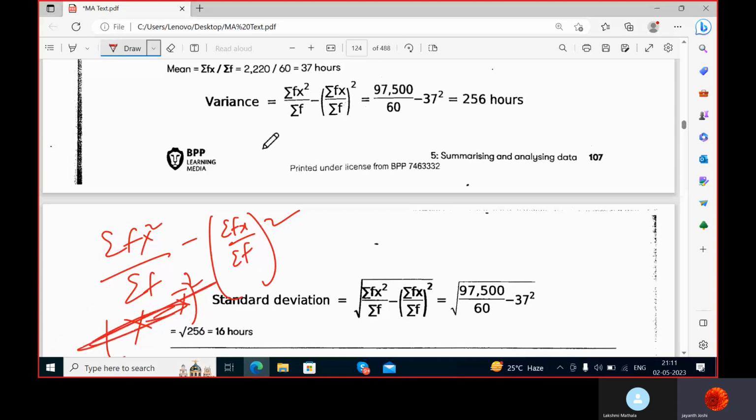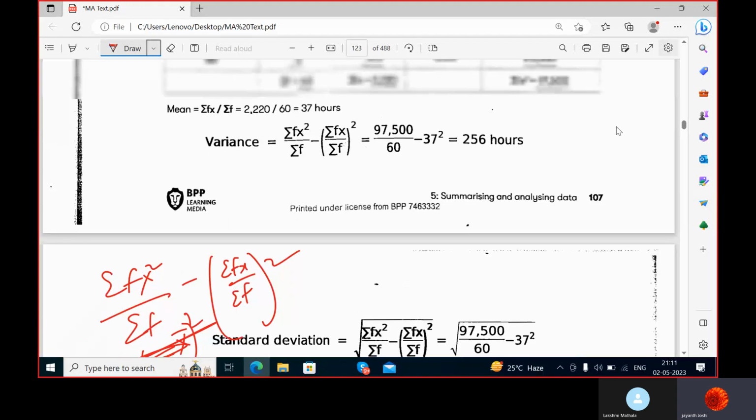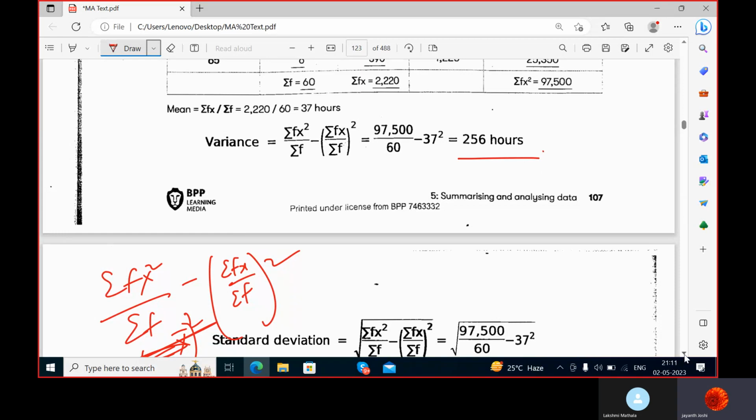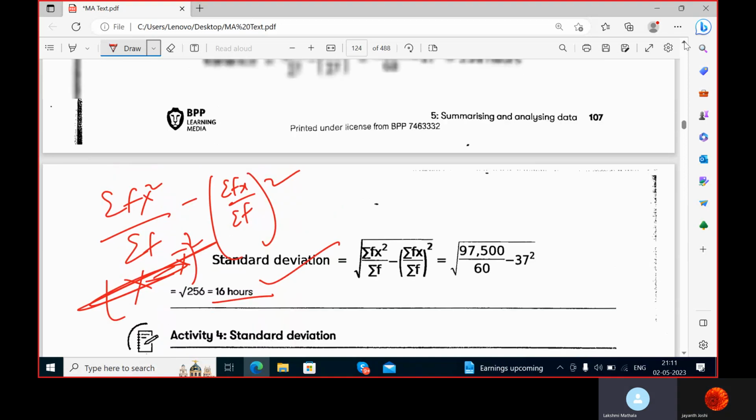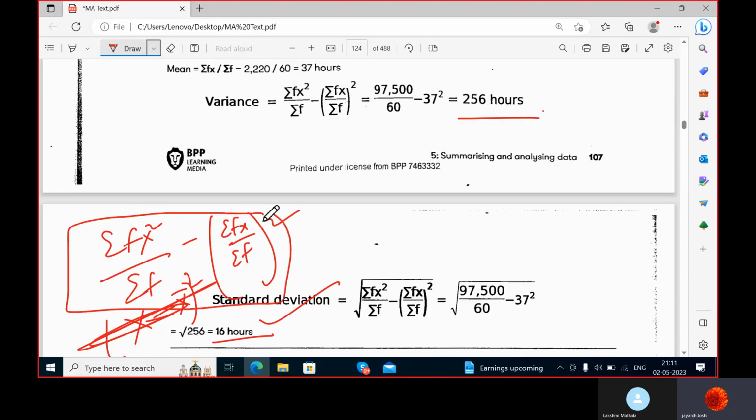So this formula you have to note down, and whatever value you get, 256 let's say, you have to take the root of that. That will give you your standard deviation, correct or wrong? Correct, sir. So take this formula for variance and you should do the question. I'm waiting. Shall I take the question?